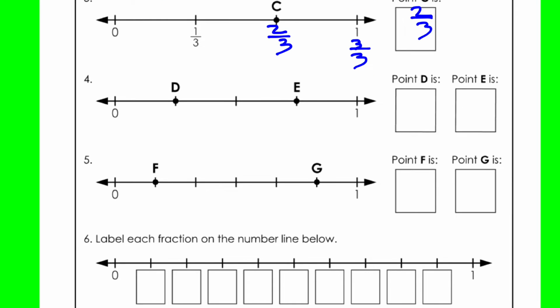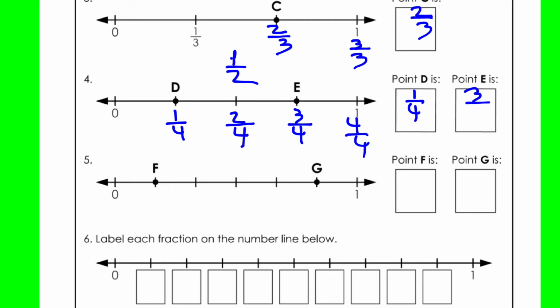Number 4 is divided into 4 equal parts. From 0 to 1, we have 1, 2, 3, 4. So we could call letter D 1 over 4. We could call this point 2 over 4, or even better, same fraction, it's 1/2, right? We could call letter E 3 out of 4. And we could call 1 whole then 4 parts out of 4. So the missing fraction of point E is 3 out of 4.